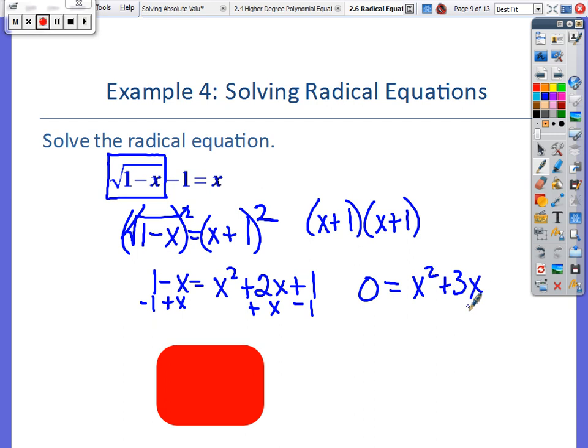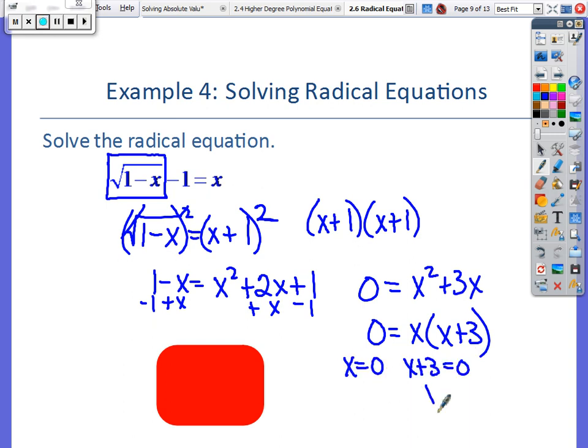If you can see it, there's a GCF, and we always look for a GCF when we factor first. So we go ahead and we get that. And by the zero factor property, you set them both equal to 0. And what you end up getting is 0 and negative 3. And you're like, yes, 0 and negative 3.